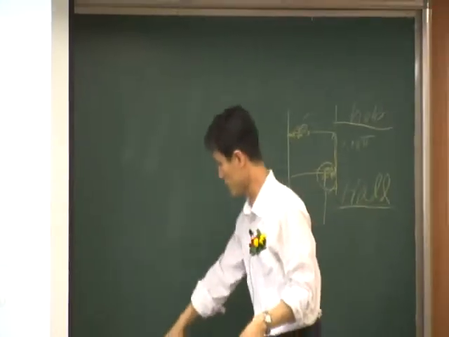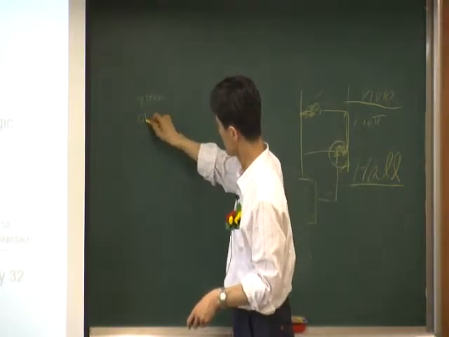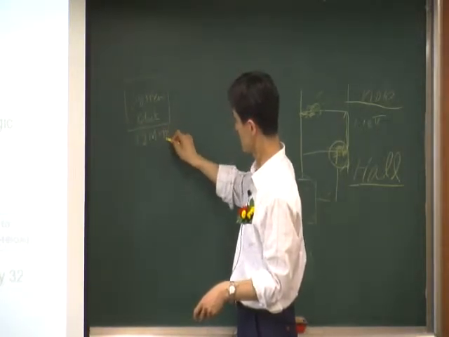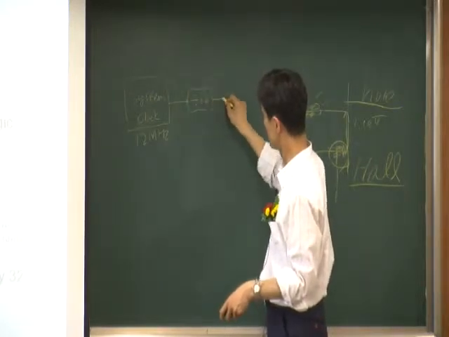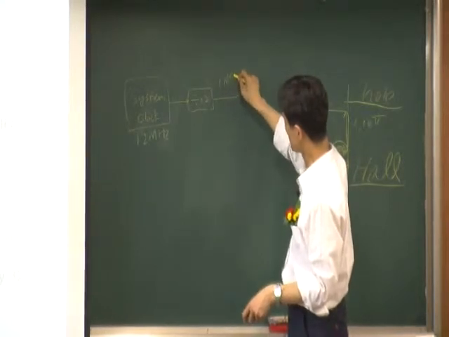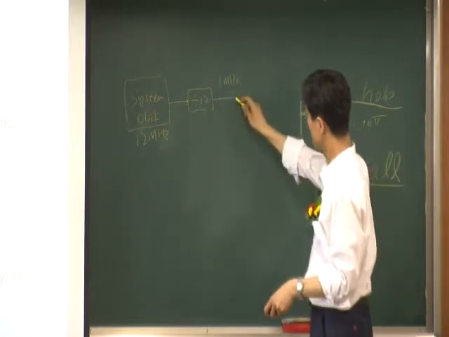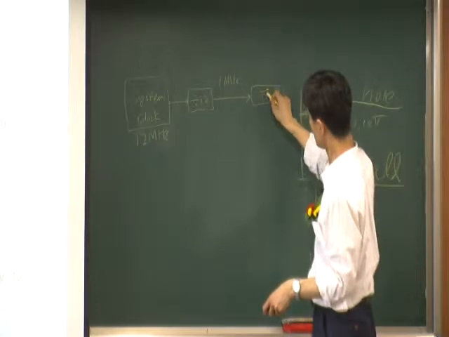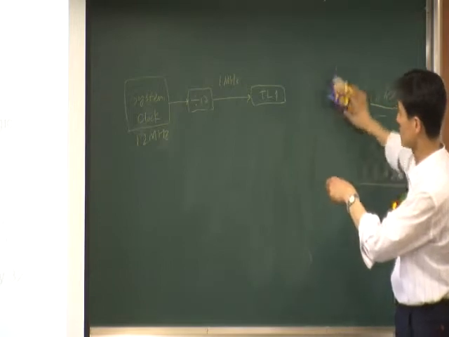Okay, so let me remind you. Here we have a system clock or system frequency. Generally, we are using 12 megahertz. Inside the hardware, we have a divide by 12. So therefore, 12 megahertz divided by 12, we're going to have a 1 megahertz clock right here. And this 1 megahertz clock now goes to the timer, and we have a TL1, for example. That's the register in timer 1, right?